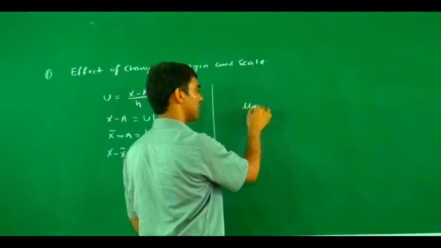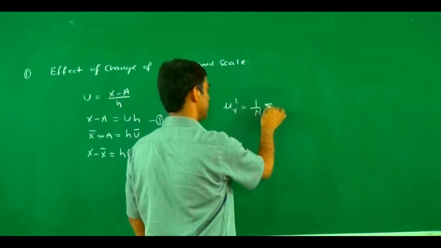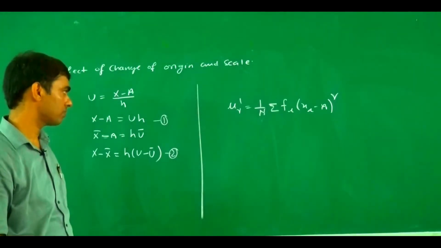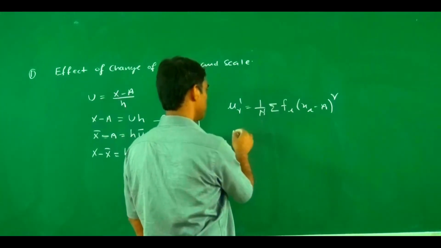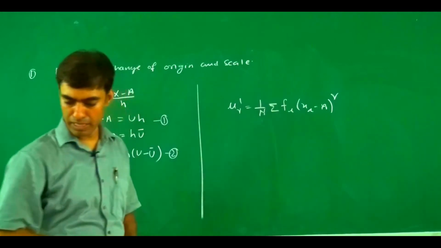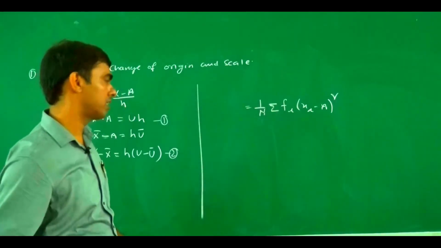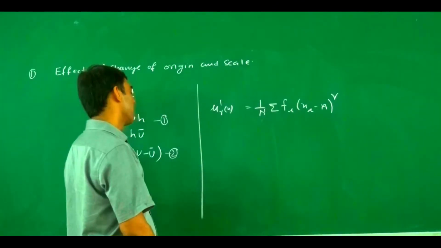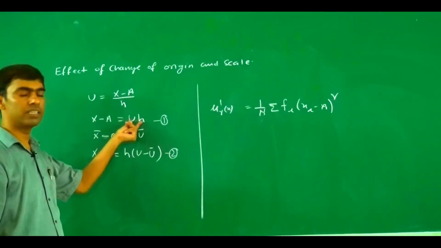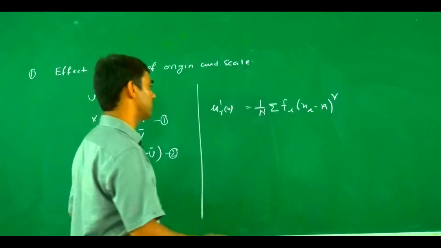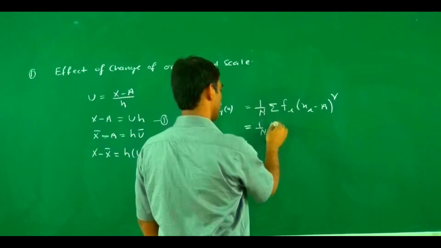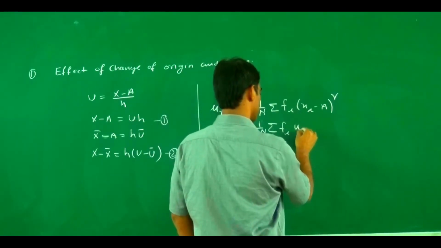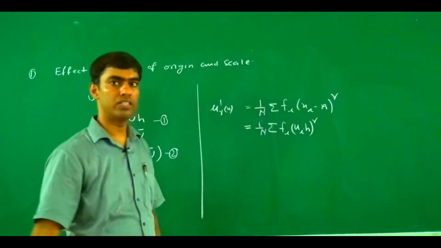So what is the moment about any point? mu r dash equals 1 upon n summation of fi times xi minus a to the power r. Here we write mu r dash in terms of x. Now, what is the value of xi minus a? Xi minus a is ui h. So this becomes 1 upon n summation of fi times ui h to the power r.